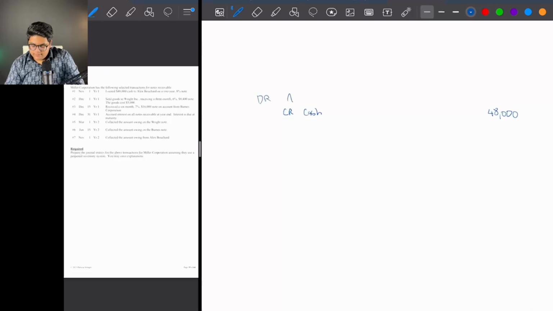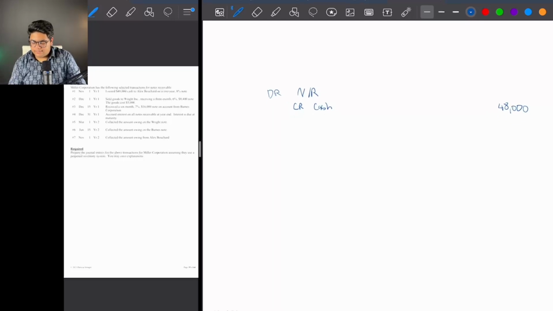We're going to debit notes receivable. I'm just going to abbreviate it like that. Now, notes receivable, this is an asset because it's something that you will receive. Assets, to increase them, you debit them. So this is what it looks like. And I'm also just going to write number 1 here, just so we know that this is transaction number 1. Cool. So that's it for transaction number 1.